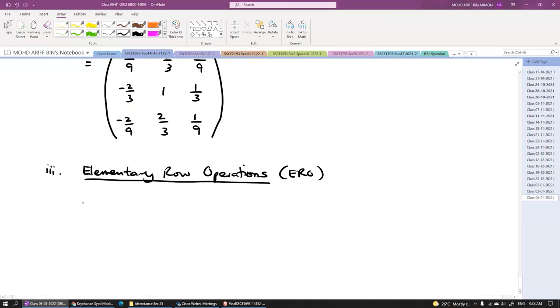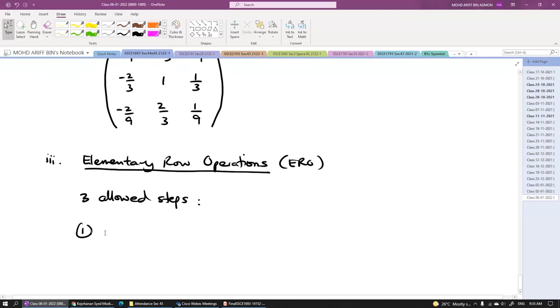3 allowed steps. The first one. Remember, when we are using arrow, it is all about row. There is no column. Don't ask me before your exam, can we use this operation between columns? Cannot, because the name is actually row. It means that all operations must involve rows only. Our steps here also involve rows only.